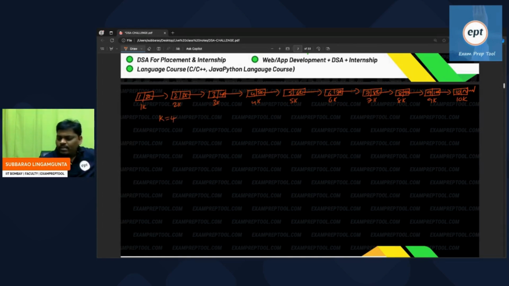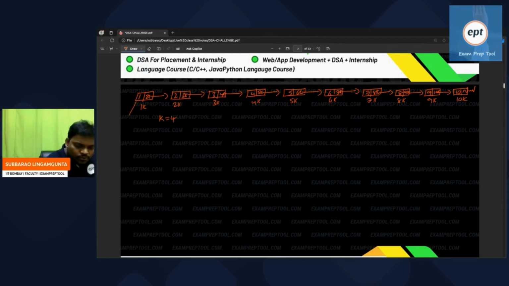Some people are asking, sir, suppose 4 nodes are not there, what will I do? If 4 nodes are not there, whatever is there, keep as it is, don't do reverse. Then don't do anything, whatever is there as it is you return.